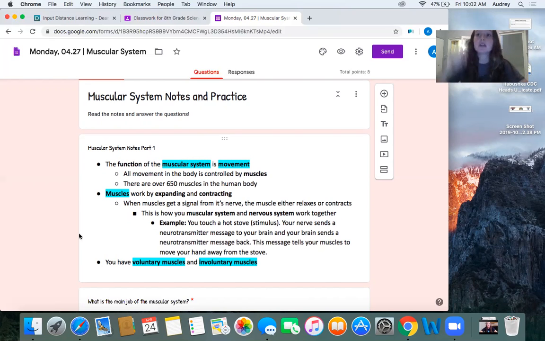So I'll go back. You touch a hot stove, which is a stimulus. Your nerve sends a neurotransmitter message to your brain. So remember, it sends all the way up through your spinal cord to your brain, and then your brain sends a message back. That message tells your muscles to move. It says, move that hand away. So that's how your nervous system is controlling your muscular system. And then lastly, you have voluntary and involuntary muscles.